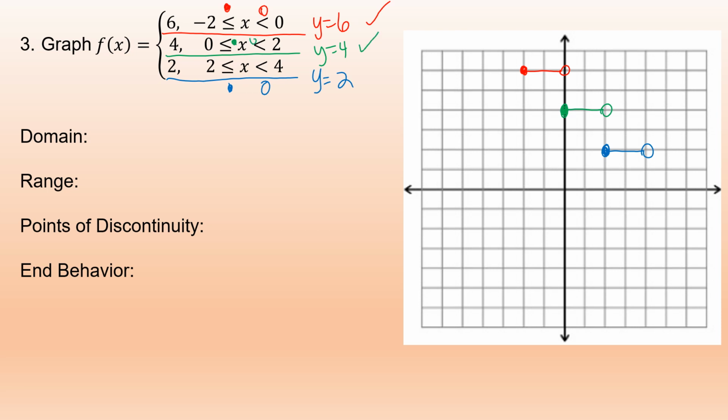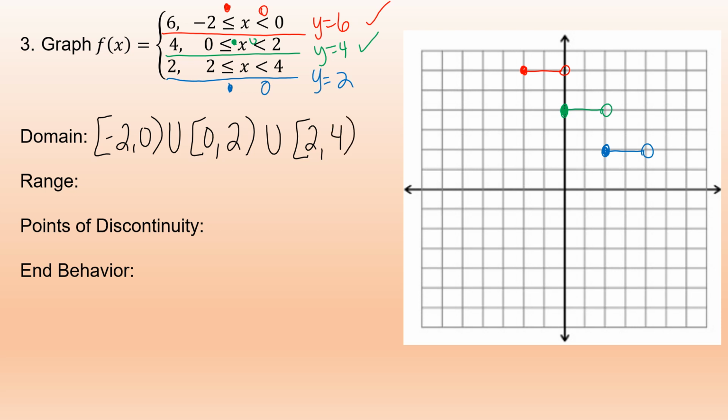All right, domain. This one has a specific domain. The farthest left value that I have on the x's is -2, travel to 0. Union, bracket at the 0, travel to 2, parentheses. Union, start at the 2 with a bracket, travel to 4, parentheses. The range, what are the y values you have? 2, 4, and 6. Okay.